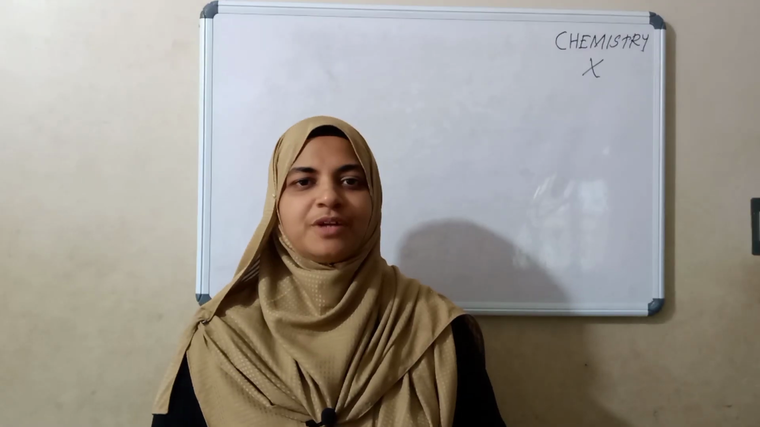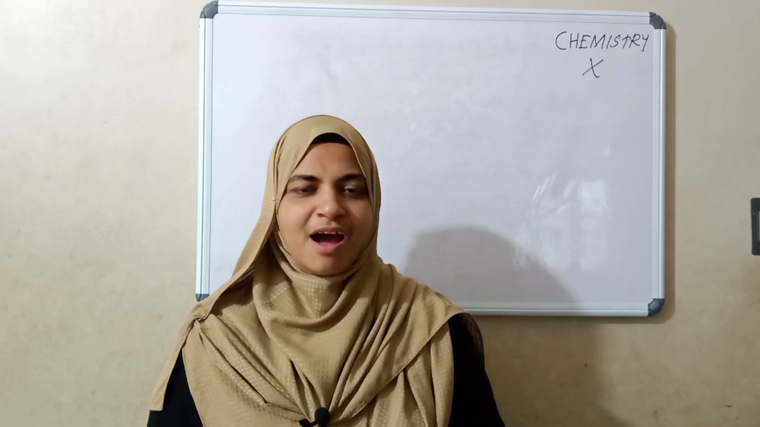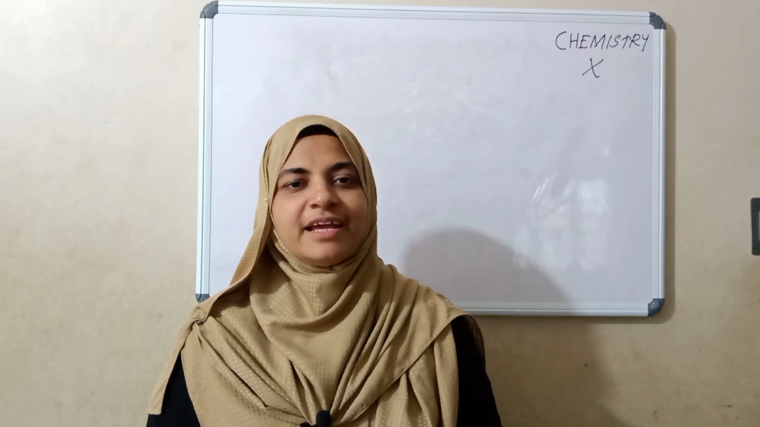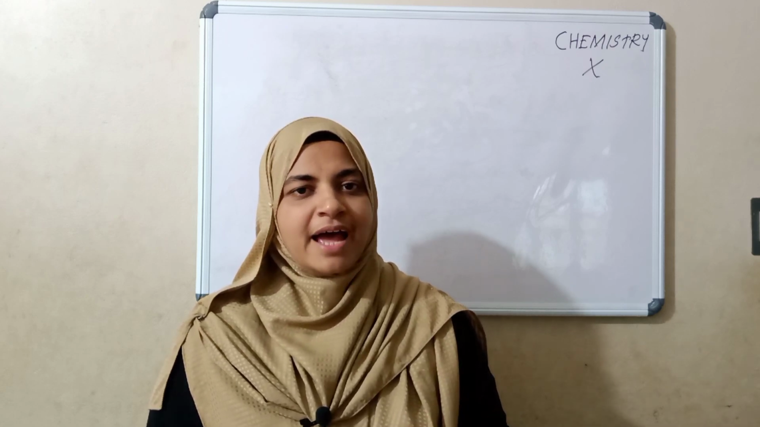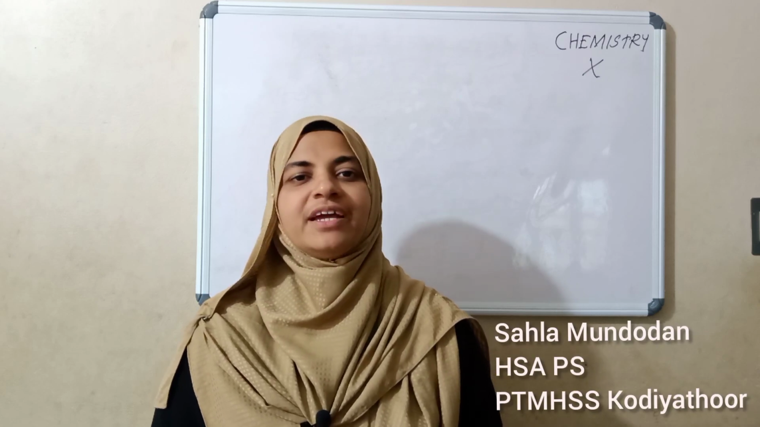Let us conclude our topic of block, period number and group. I think you get a clear idea about this topic. A homework for you: write the block, period and group of the elements having atomic number 1 to 30. Then, thank you.